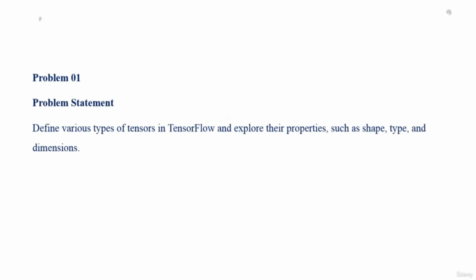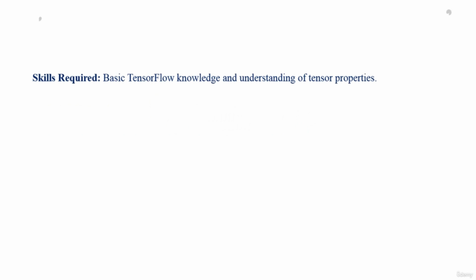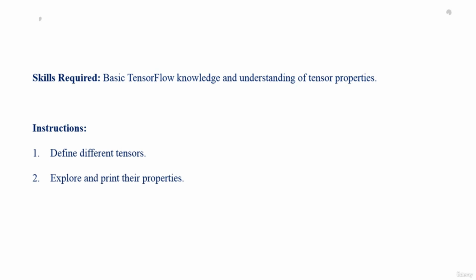Section 02. Problem 01. Problem statement: Define various types of tensors in TensorFlow and explore their properties, such as shape, type, and dimensions. Skills required: basic TensorFlow knowledge and understanding of tensor properties. Instructions: Define different tensors. Explore and print their properties.